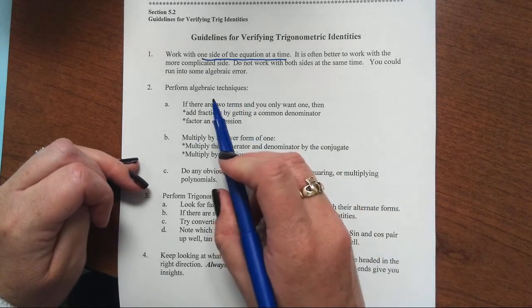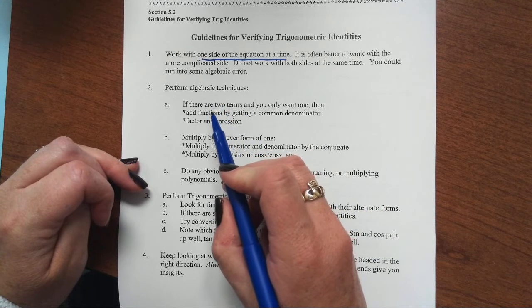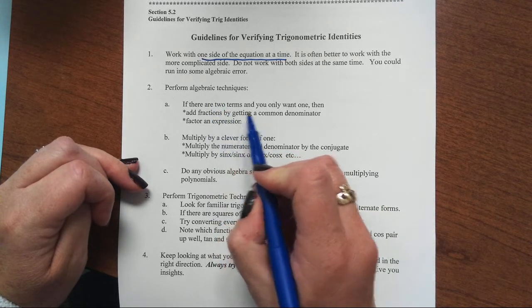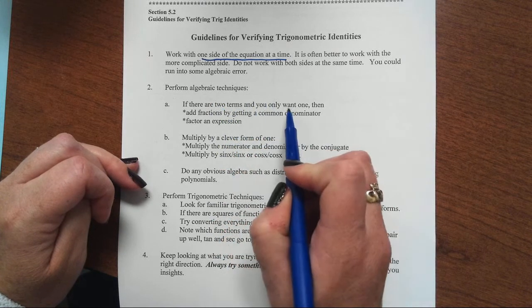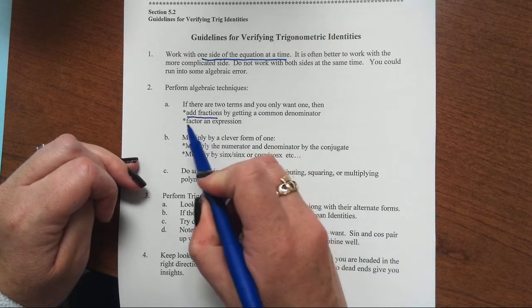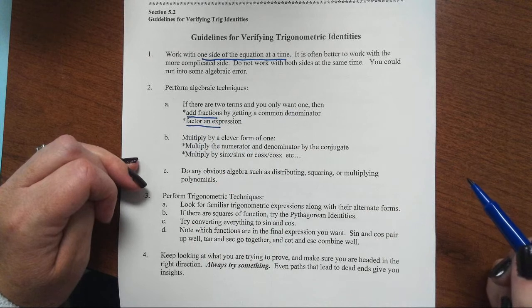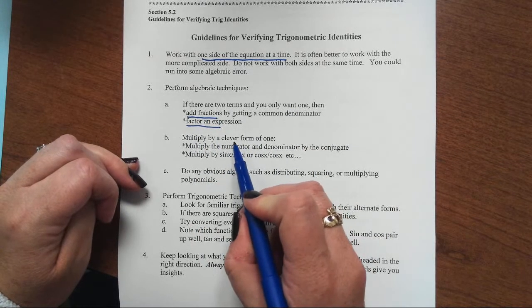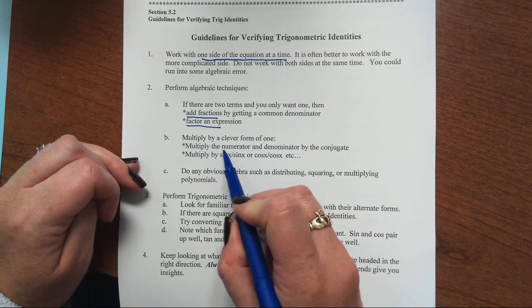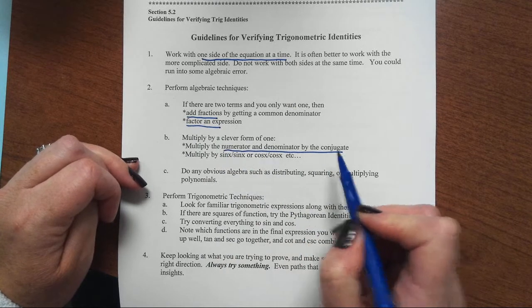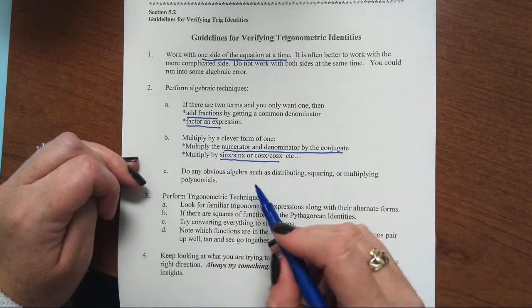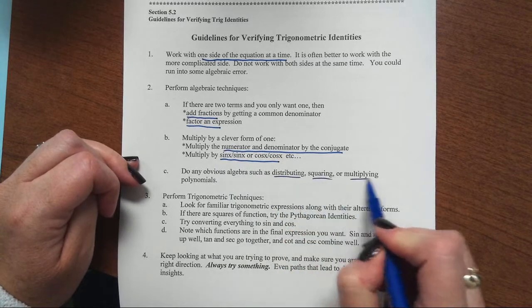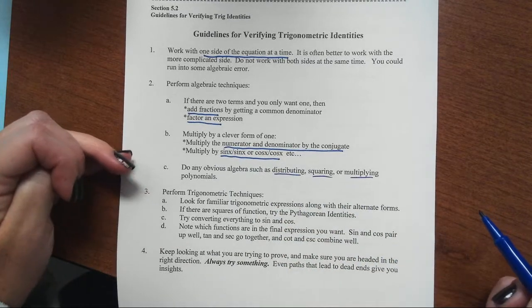Another thing you want to do is use some algebraic techniques. If you have two terms on one side of the equal sign and you are trying to rewrite it down to one, add any fractions or do some factoring. You may want to multiply by a clever form of 1. In other words, you could multiply numerator and denominator by a conjugate, or multiply by sine over sine or cosine over cosine. Look for any algebra, like distributing, squaring, or multiplying polynomials.